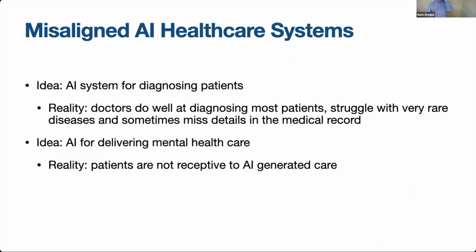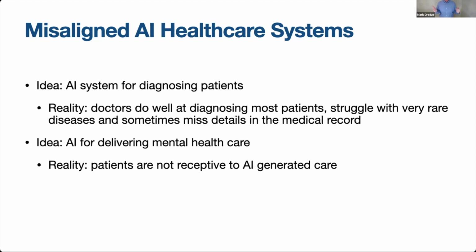There's often misalignment between the goals of AI and the goals of the healthcare system. For example, there's an idea, I've mentioned it today, that has been around for a while: developing AI systems for diagnosing patients. And the reality is doctors, yes, they struggle with a certain class of patients and AI can help there, but doctors are really good at diagnosing most patients and they struggle only with certain types of patients, right? And so the AI really needs to focus on those cases.